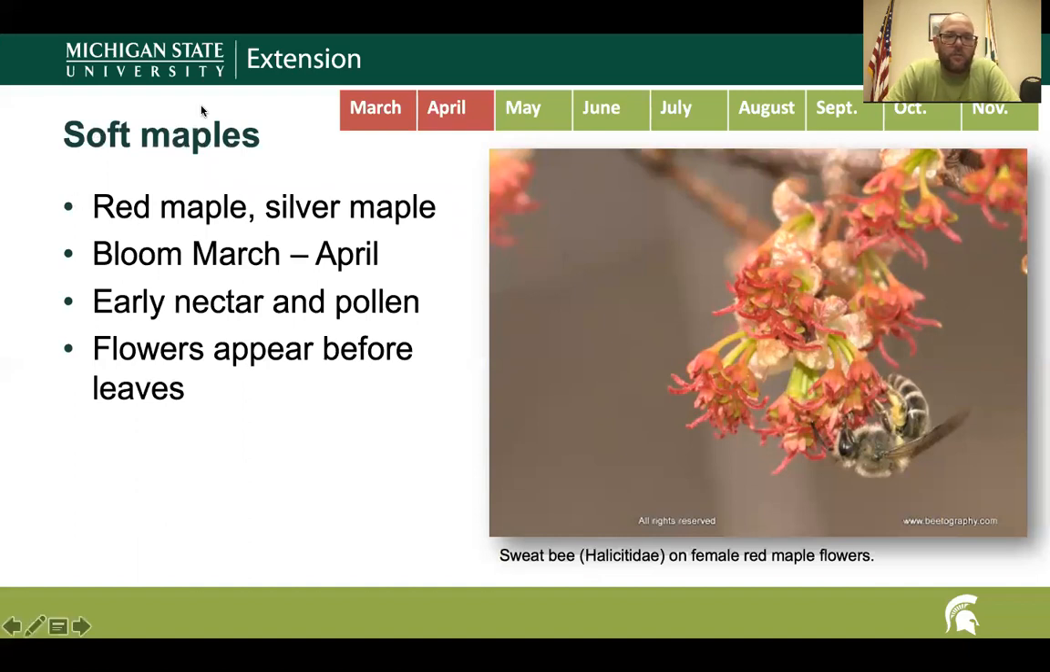All right, so our first one that we see in the season here in Michigan are soft maples. So are things like our red maple and our silver maple. Those are generally some of the first blooming plants. They are really an early nectar and pollen resource. And the nice thing about them is the flowers appear before the leaves.